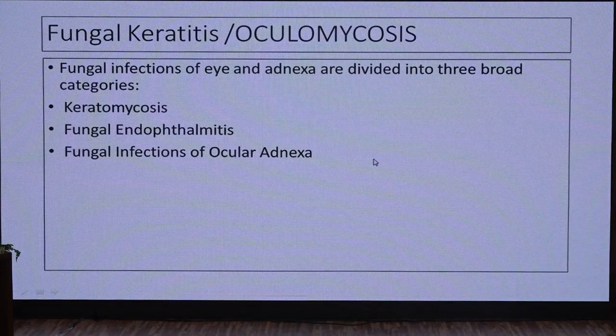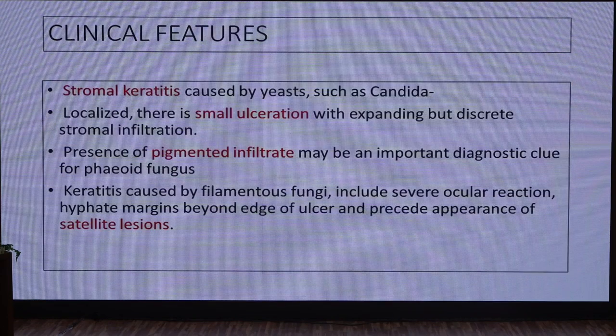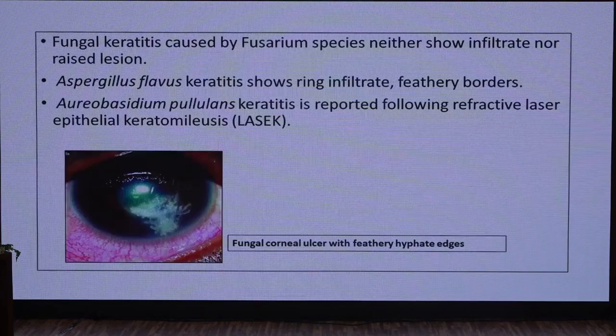Fungal keratitis: the common agents of keratomycosis include hyaline hyphomycetes, phaeoid fungus, and yeast-like fungus. In hyaline, we have Aspergillus, Fusarium, Acremonium, Paecilomyces, Penicillium, and Pseudallescheria. Phaeoid may be Alternaria, Bipolaris, Curvularia, and Fonsecaea, and yeast may be Candida albicans and non-albicans species. Not going into the clinical features.